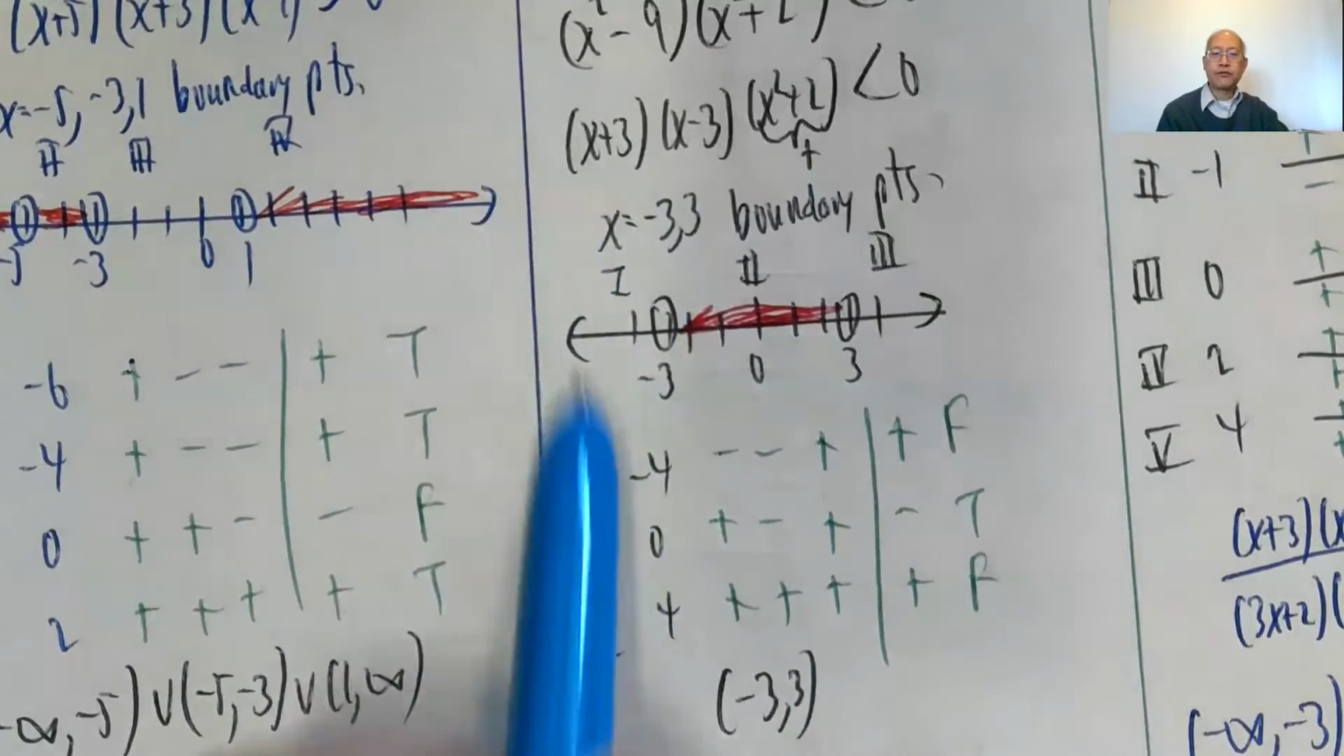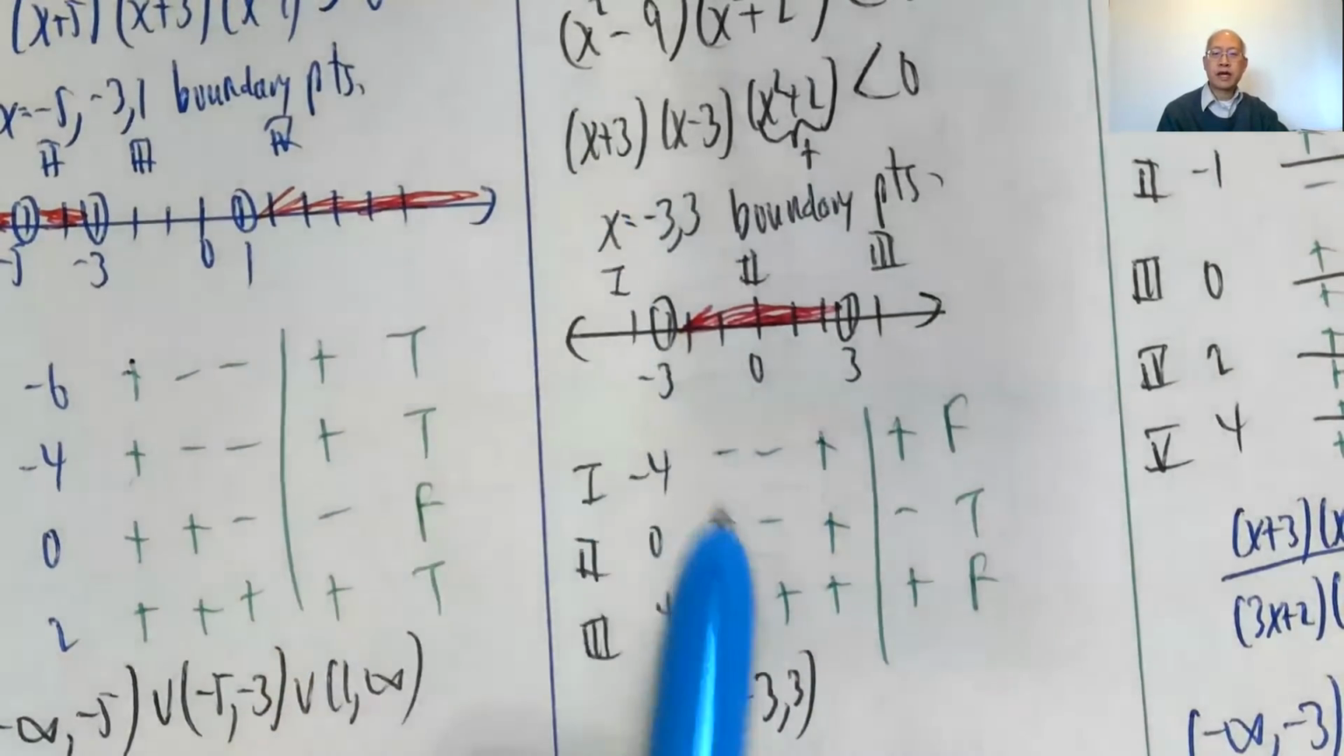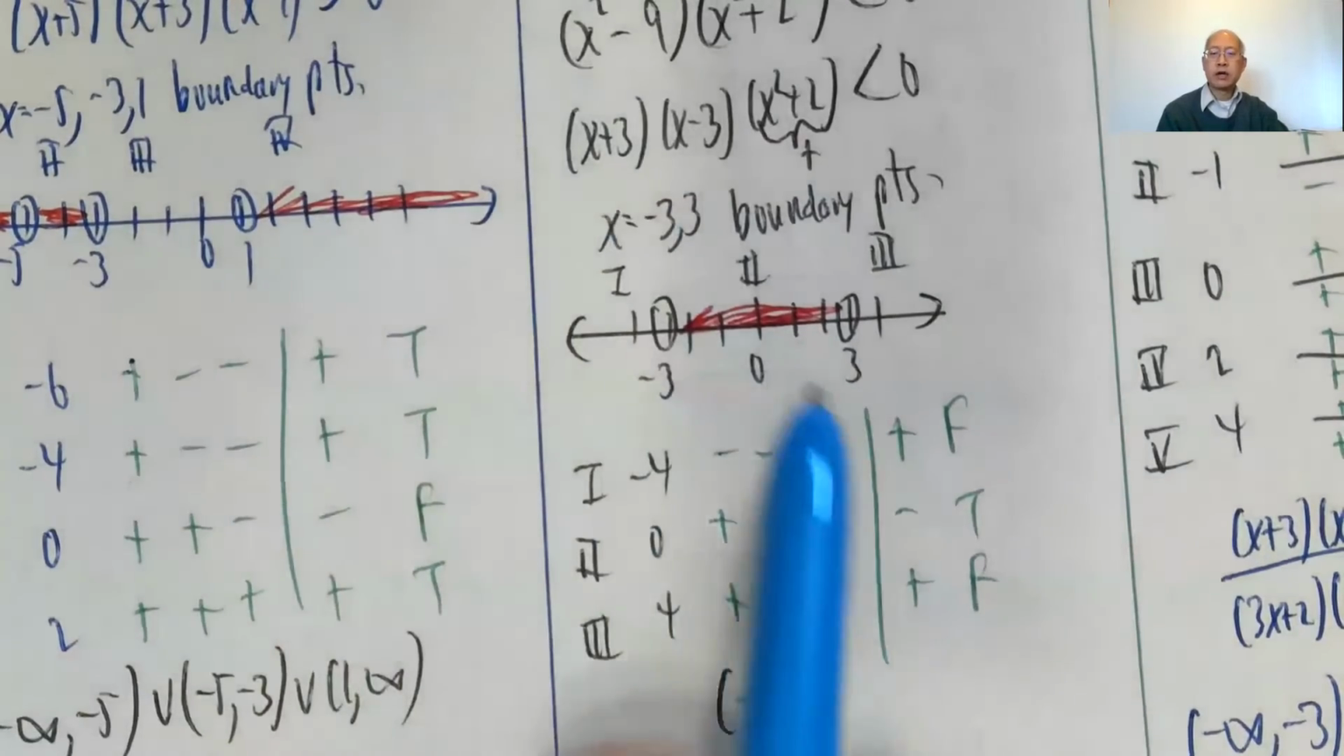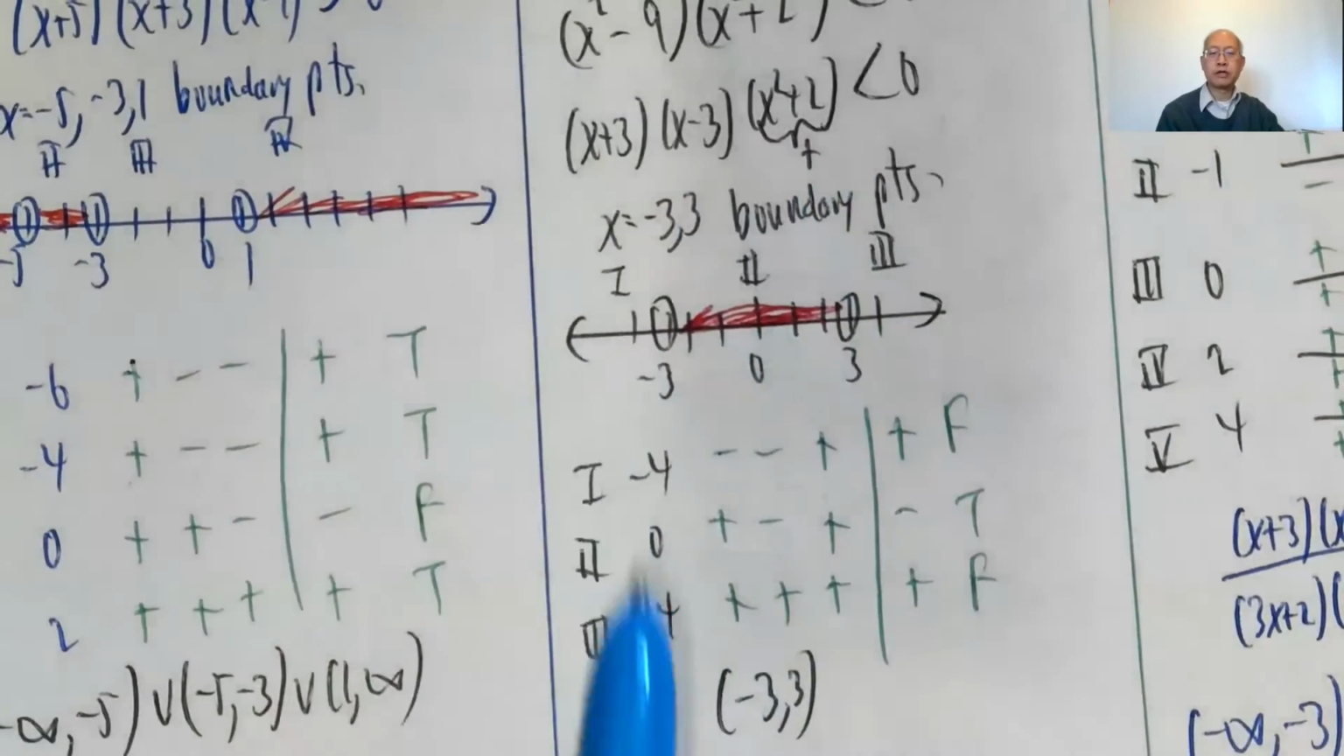-3, so -4. -4 plus 3, negative. -4 minus 3, negative. Negative times a positive is positive. Less than 0, false. Don't shade in region 1.